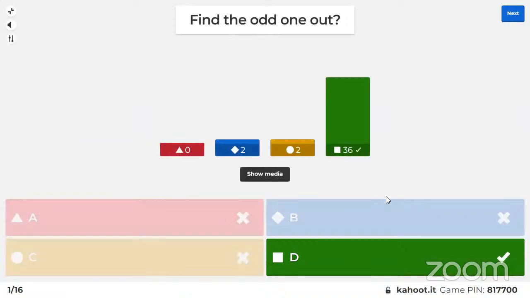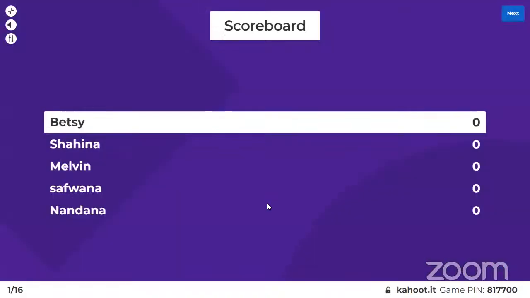So here we were supposed to find the odd one out, and D is the correct answer. Almost everybody has answered it correctly. So let's move on to the scoreboard and see the score.